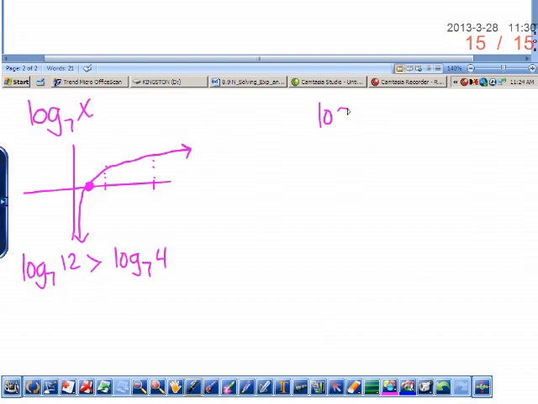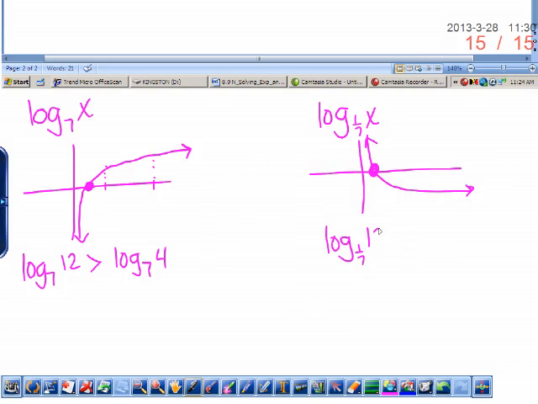But what if you're dealing with log base 1/7 of x? What does that graph look like? It's decreasing, right? It looks like that. So in this case, log base 1/7 of 12 compared to log base 1/7 of 4, the 4 one is bigger because that comes first, so that y value is higher up. Does that make sense? You're going to have to just reason through a little bit.